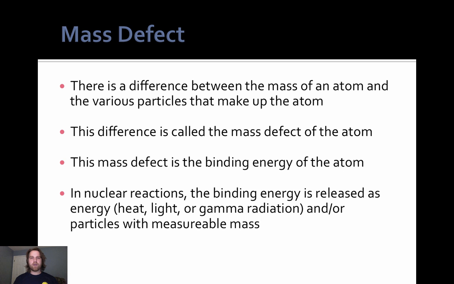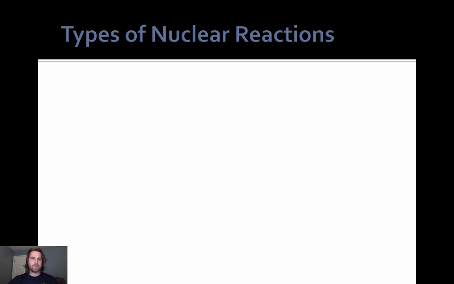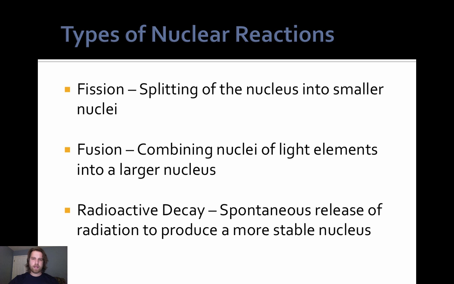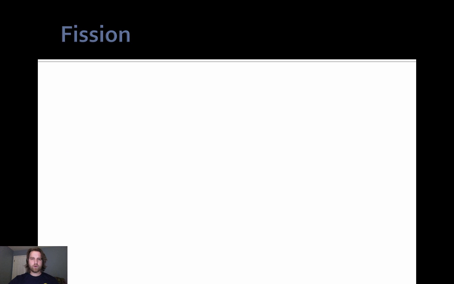So in nuclear reactions, the binding energy is what's actually released as energy, heat, light, or radiation. And actually that has a measurable mass sometimes in the form of a particle. The types of nuclear reactions that we're going to talk about are fission, fusion, and radioactive decay. Radioactive decay we're going to get to next module, so for now we're just going to talk about fission and fusion. So let's look at those in a little bit more detail.